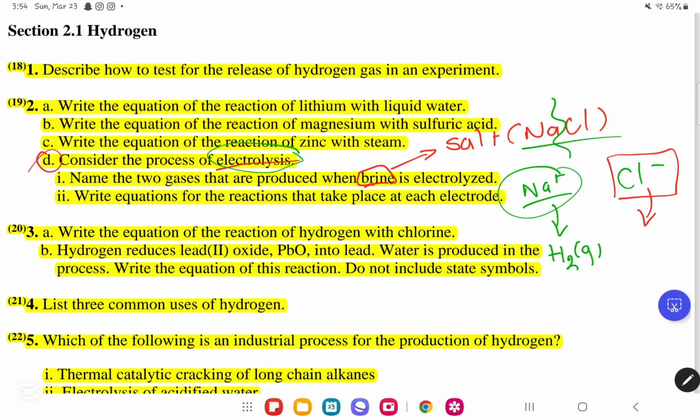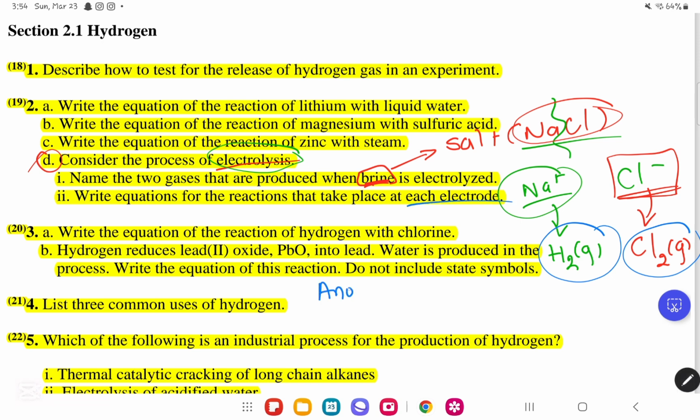Topic 4 is about carbon, chapter 4 is about electrolysis. Search chapter 4, you will find it. Now it is one of the strong ions, so it is going to produce Cl2 gas. So the two gases that are produced when brine, which is NaCl salt, is electrolyzed, are H2 gas and Cl2 gas. Now they want us to write the equations for the reactions that take place at each electrode.